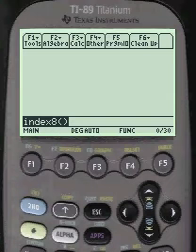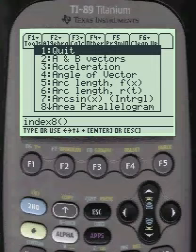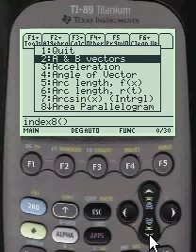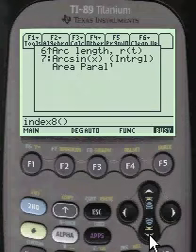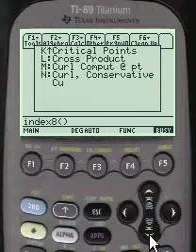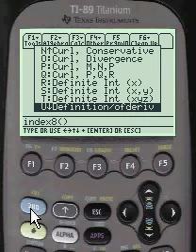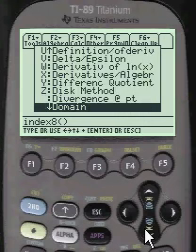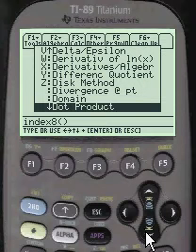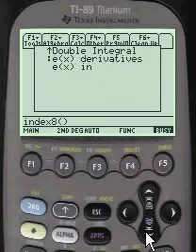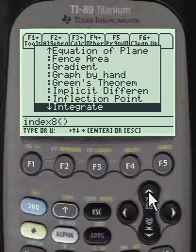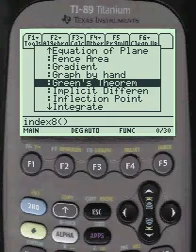Press Index 8 to get to my menu. I'm going to scroll down to Green's theorem. You can use second and down arrow to go down screen by screen. Either way is fine. Green's theorem.